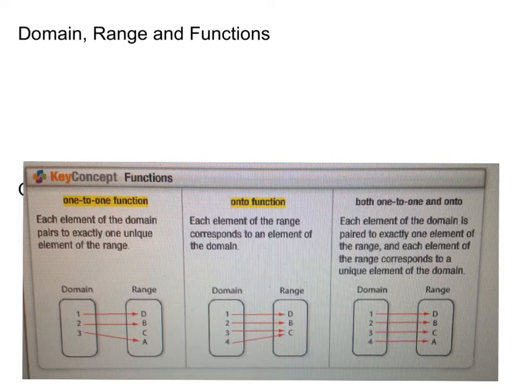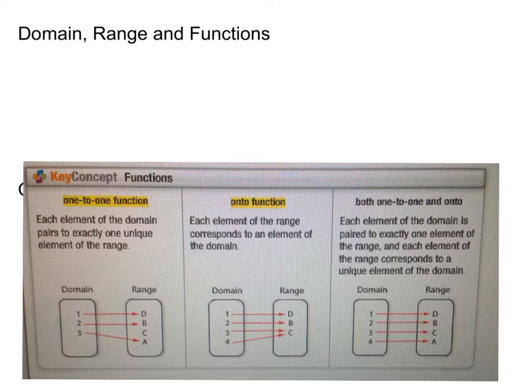Okay. The range is the output of a function. So if you put a number into a function, what comes out of it gives you the range. The range is the y values. It just tells you all the y values. Domain goes with the x's, range goes with the y's. So domain is with the independent variables and range is with the dependent variables.